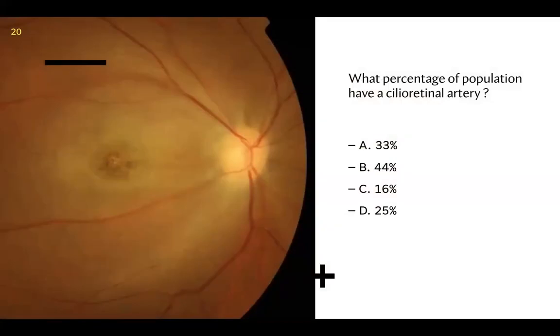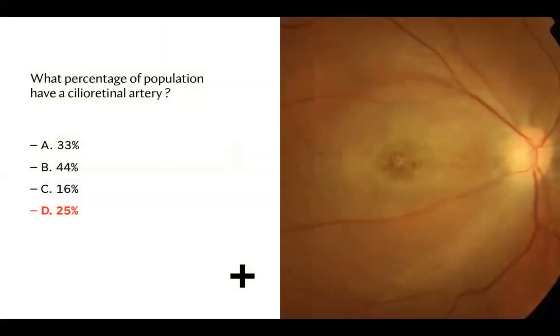Question number 20 is, what percentage of the population have a cilioretinal artery present? Your answers are A, 33%, B, 44%, C, 16%, or D, 25%. Choose the right answer and hit the send button. This image, of course, is a representative image of a patient with a cilioretinal artery occlusion. Your time has almost ended. The right answer here, of course, is 25%.